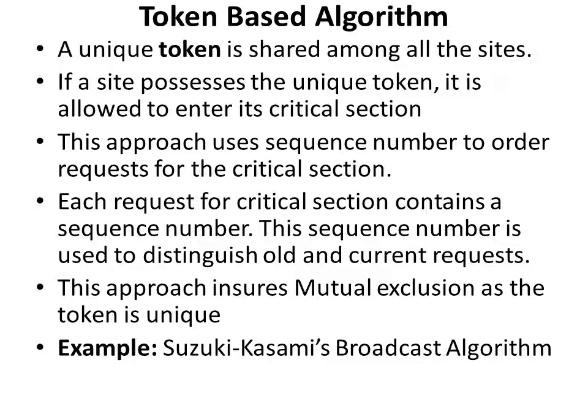This approach uses sequence numbers to order requests for the critical section. So a sequence number is used with the token. Each request for the critical section contains a sequence number. This sequence number is used to distinguish old and current requests. This approach ensures mutual exclusion as the token is unique.